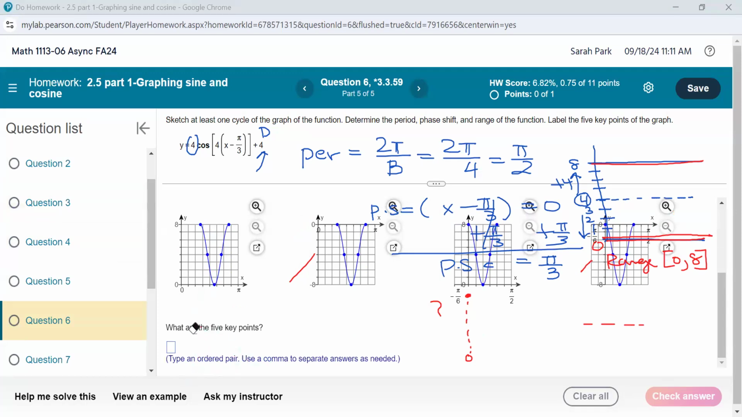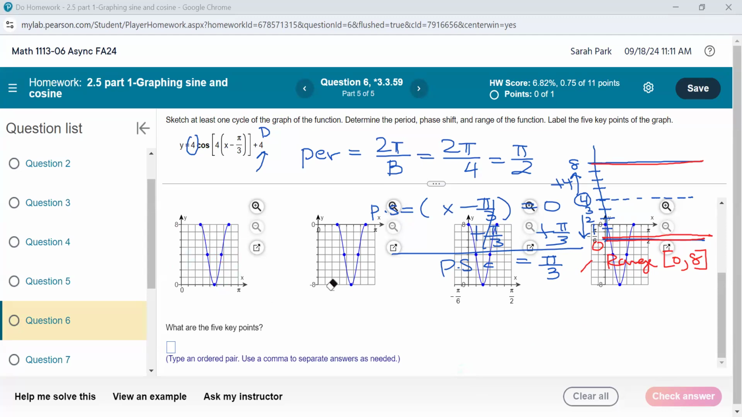And now I think this is the most tedious part, to find the 5 key points. It actually wants you to find the coordinates of these 5 points. The y value is easy to find, right? Because you can see this is 8, this is 4, this is 0, and this one is 4, and this one's 8. But now what are the x values? So we're going to go ahead and do that.